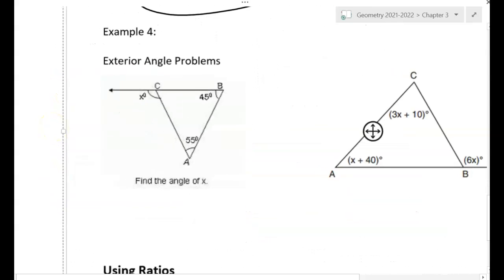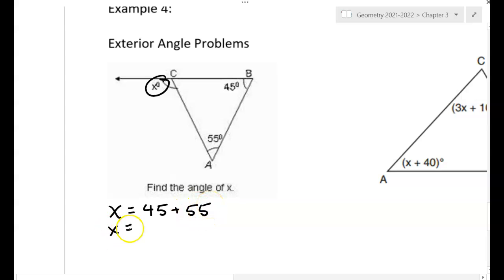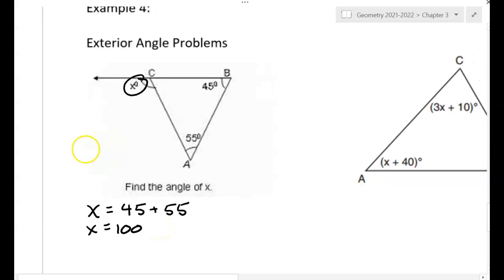All right, let's do some remote exterior angle problems. Now the exterior angle is the sum of the remote interior angles. So if I want to find the measure of angle x, x is going to equal 45 plus 55. Therefore, x equals 100. Easy breezy.